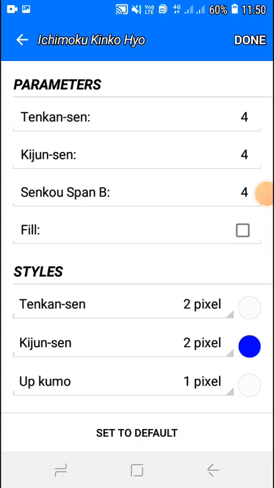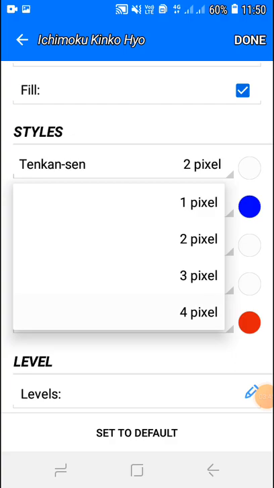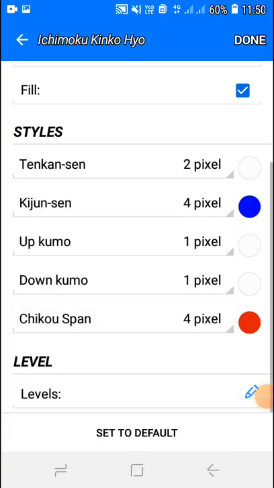Okay, you click over here, you fill it in. Your style should be Tenkan Sen 2 pixel white, Kijun Sen 2 pixel blue, up Kumo 1 pixel white, down Kumo 1 pixel white, Senkou Span 2 pixel red. Now let me just make this 4, and I'm going to make this 4 as well because I want thicker lines on my chart.